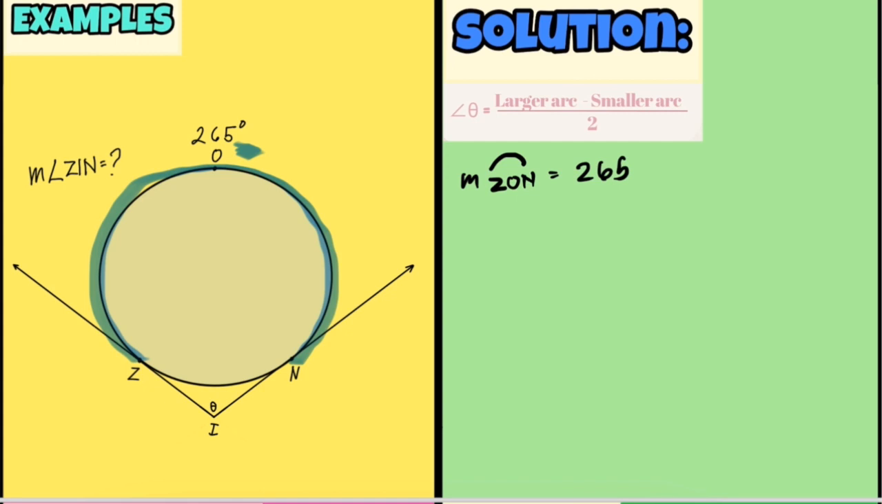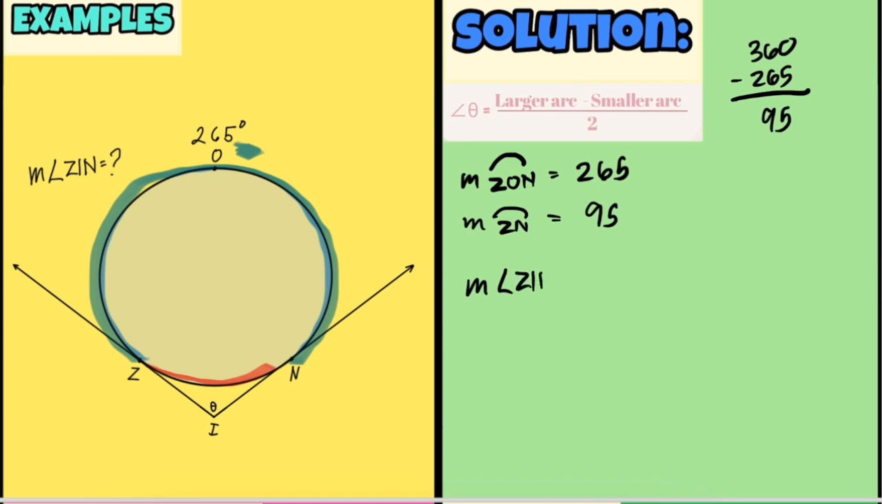It's not complicated. Always remember, circle 360. So 360 minus 265, the answer is 95. So that means that this arc right here, ZN, is equal to 95. And therefore, you have your arcs, the larger and the smaller. So you can continue. So let's find the measurement of angle ZIN.